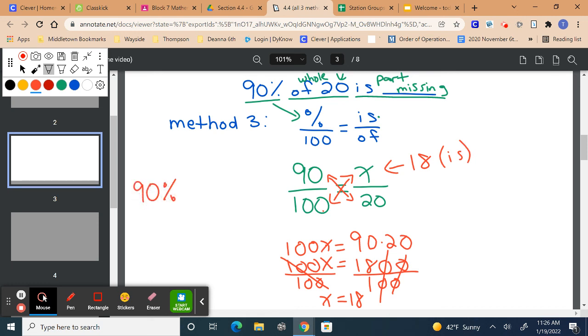90% of 20 is 18. And I'm going to underline it. All right, so I hope that helps. This is when your part is missing, the is.